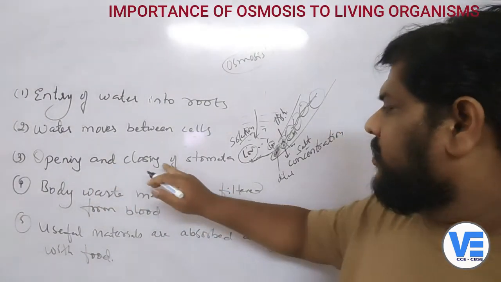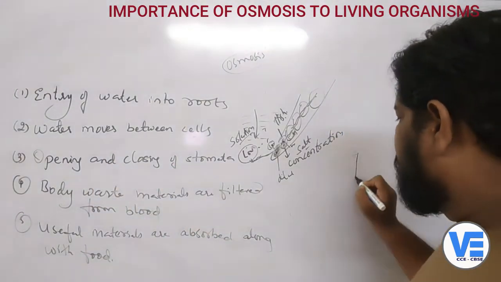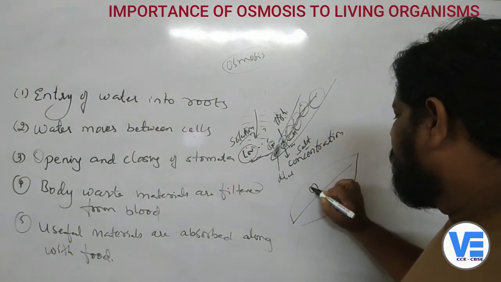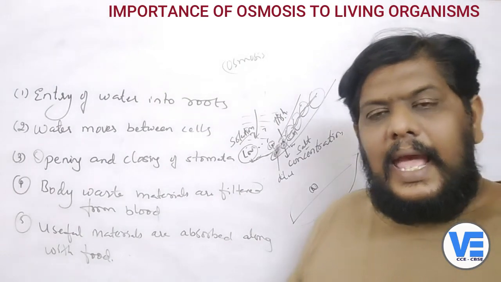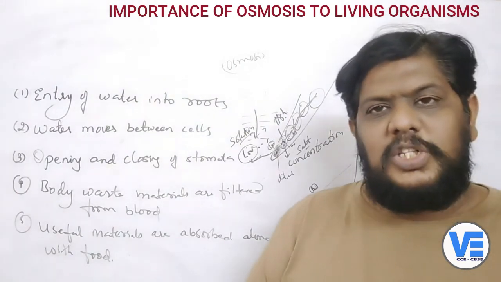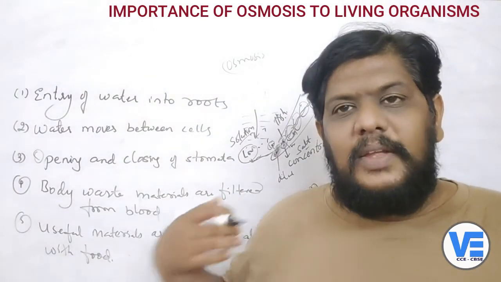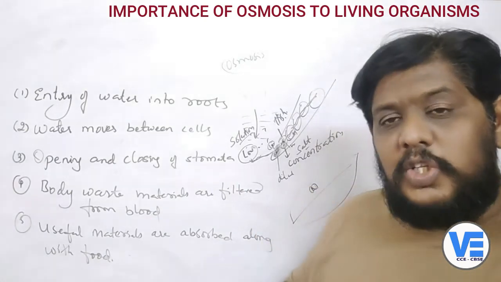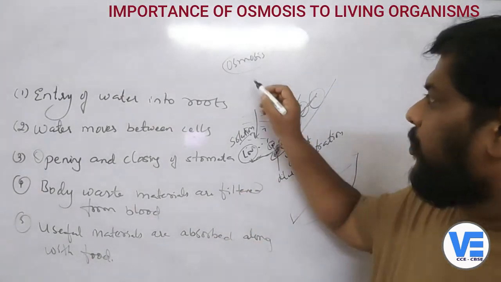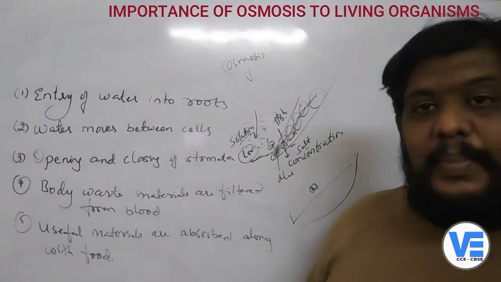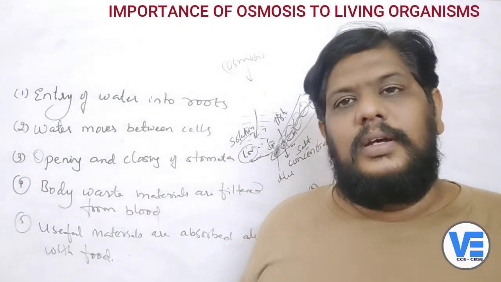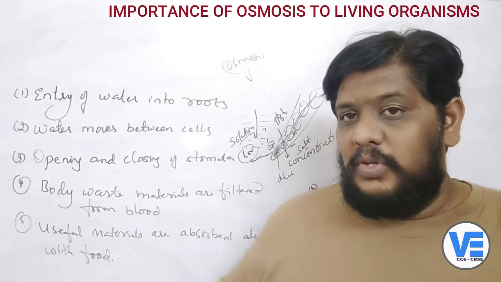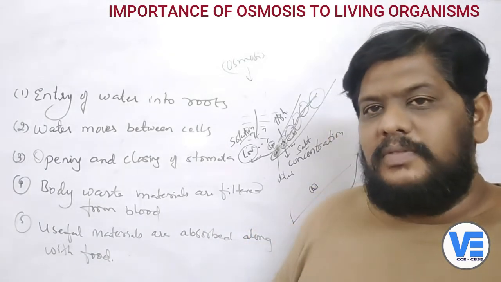And opening and closing of stomata. If you have observed a leaf, you can find stomata on the leaves, isn't it? They are responsible for the transpiration process to expel the water which is in excess in the plant. So that is also controlled by the osmosis process. Because when there is scarcity of water, they have to store the water. So if they have to store the water, then what is the process which is important?